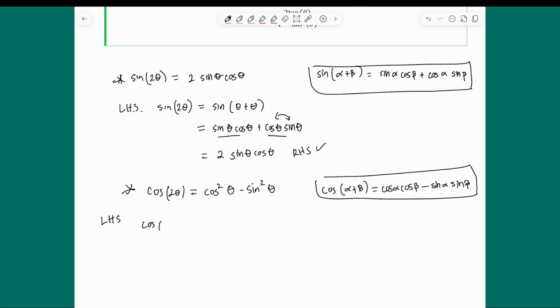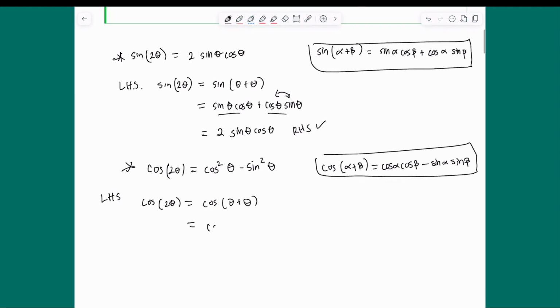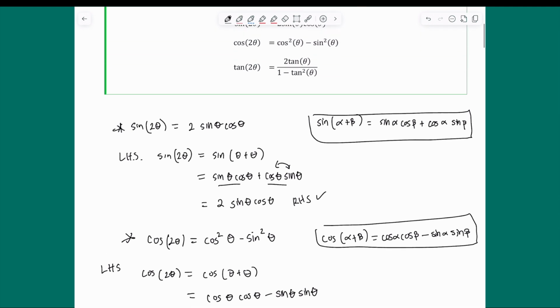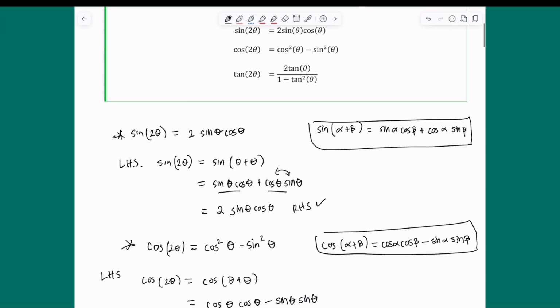Cosine of 2 theta is the same as cosine of theta plus theta. That's equivalent to cosine theta cosine theta minus sine theta sine theta, which are the same terms. So we get cosine squared theta minus sine times sine, so that's sine squared theta. And that's the right hand side of our identity, which is what we wanted to verify. I'll leave the tangent of 2 theta for you to verify.